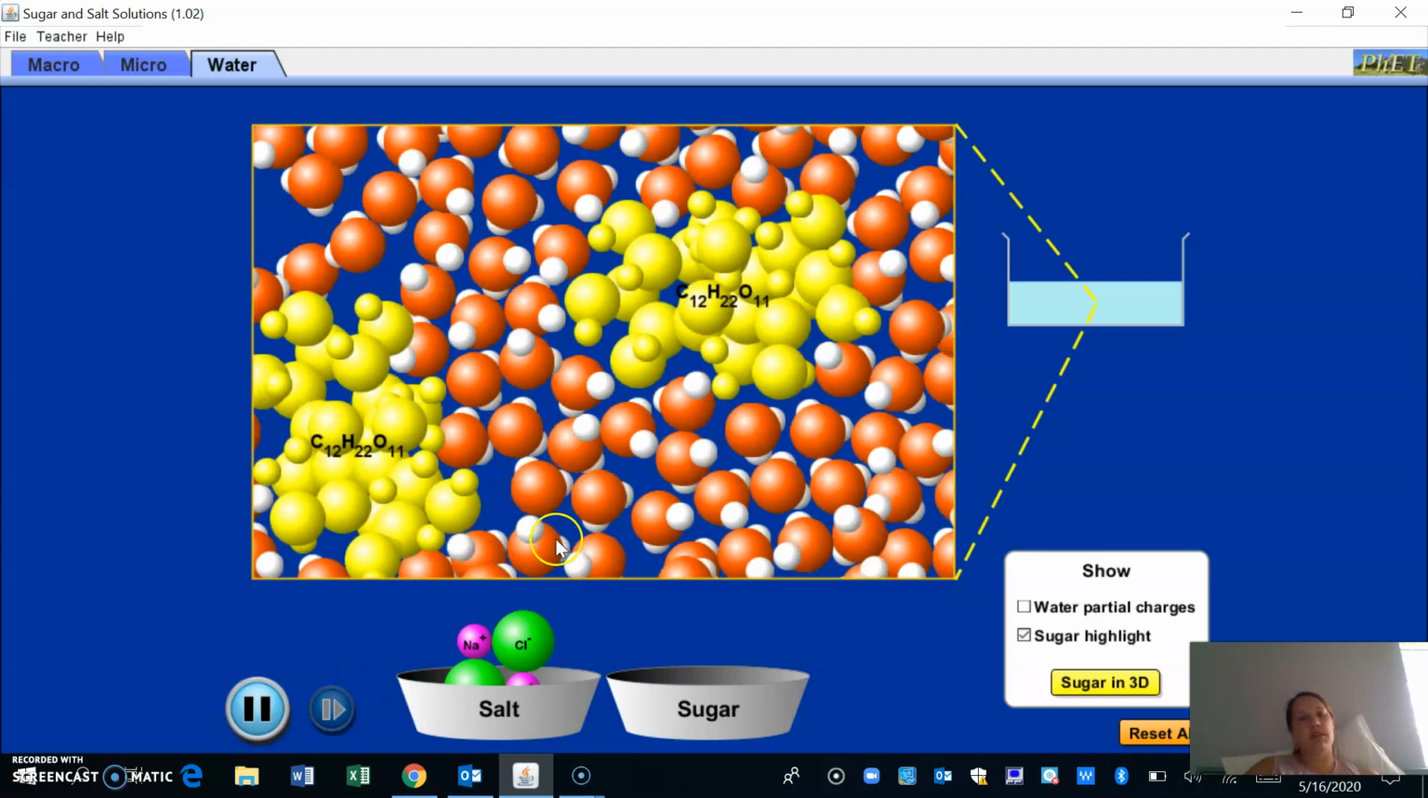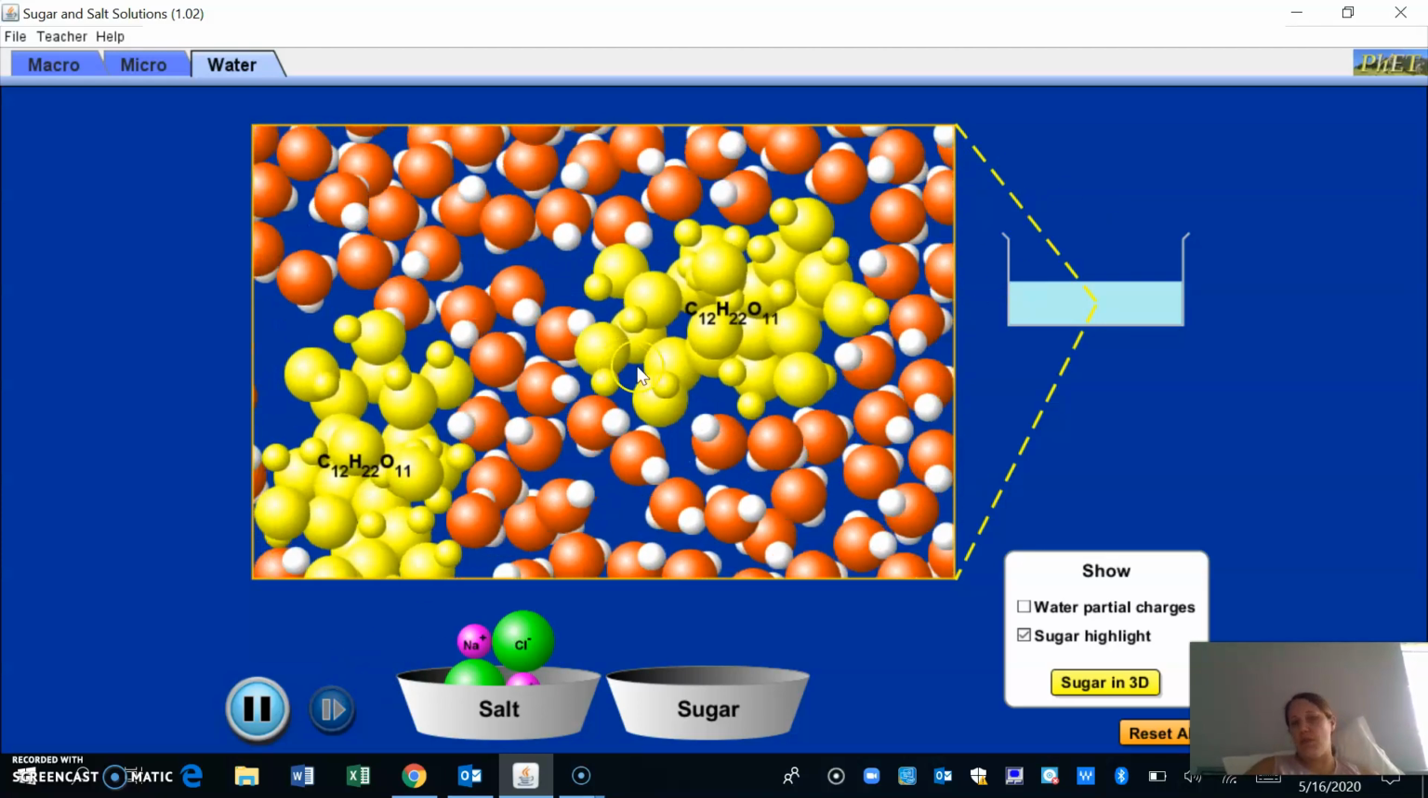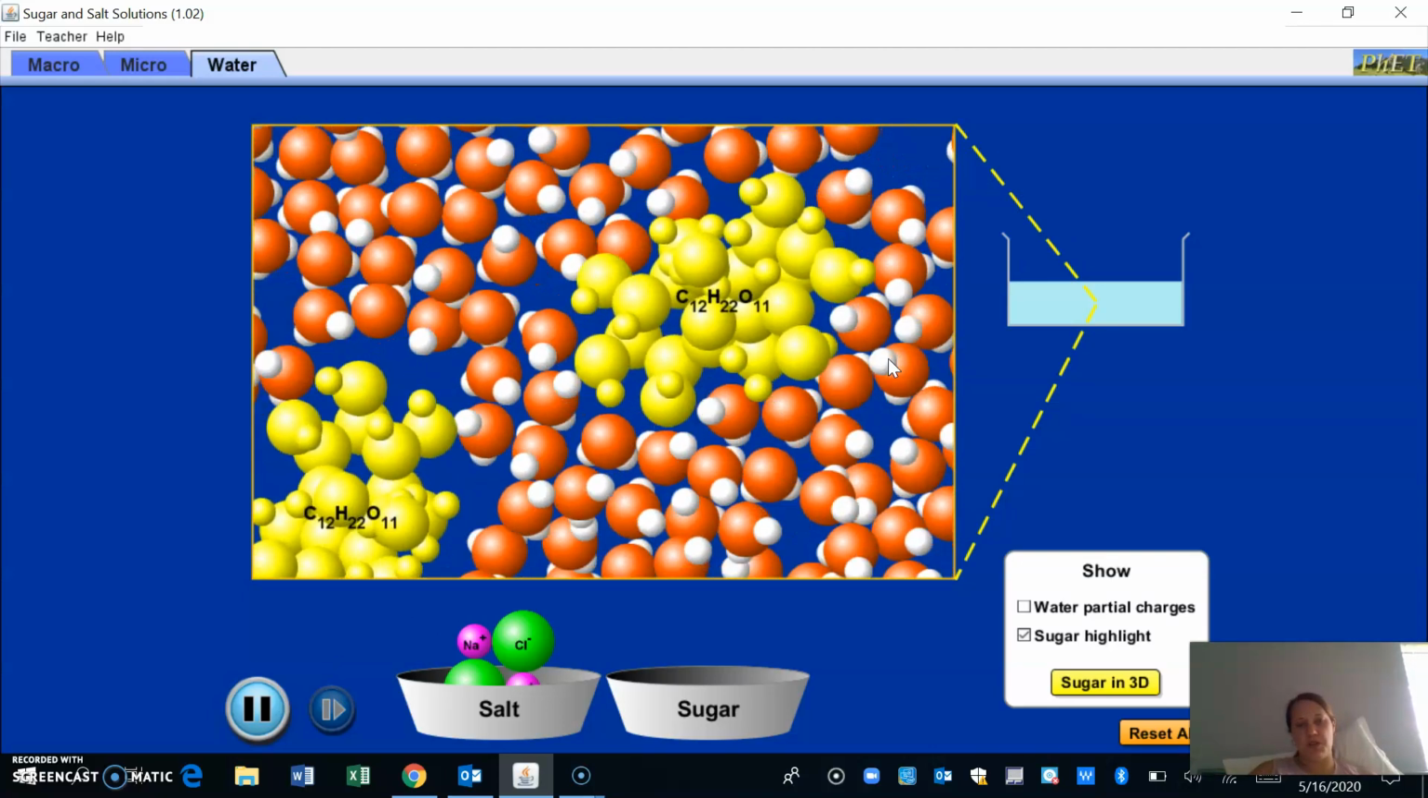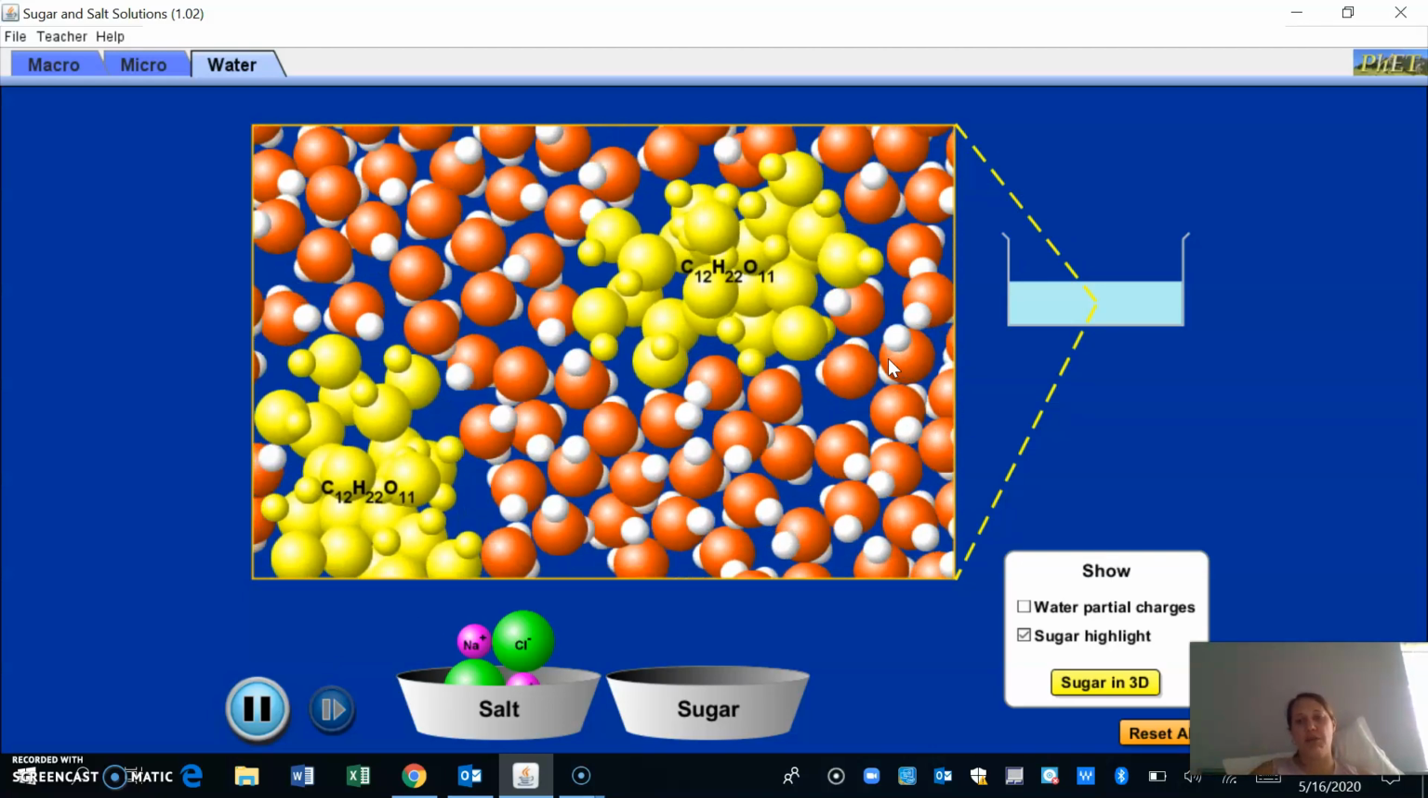And again, this will not conduct electricity. The reason it won't conduct electricity, we have no mobile charges. We just have molecules that are farther apart now than they were before.